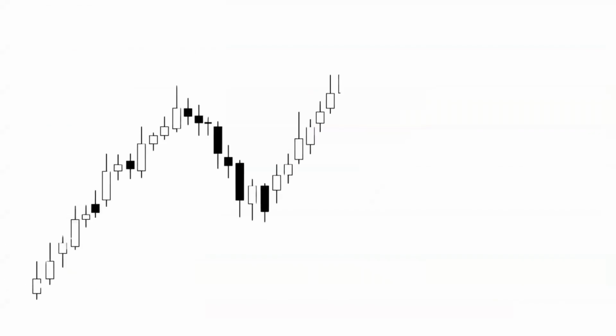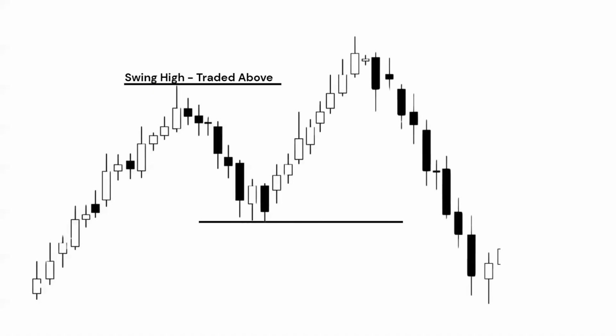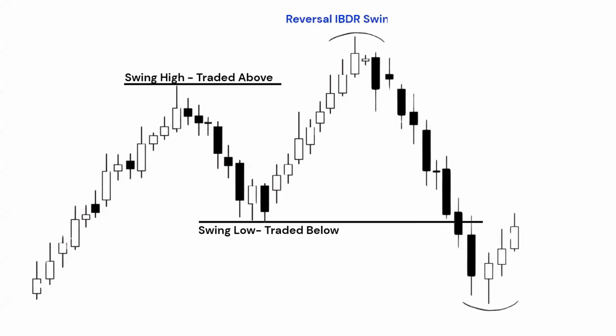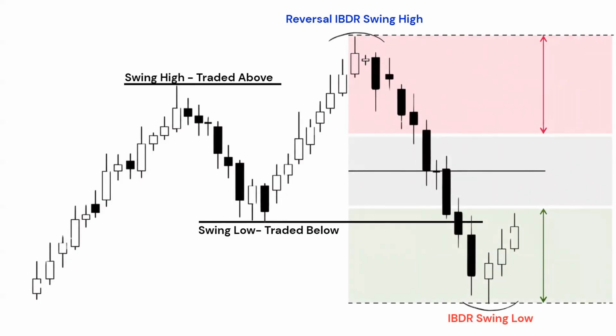Let's do a candlestick example here. So here we have a bullish uptrend because we're creating high, higher low, higher high. Price trading above this high means that we're confirming a bullish uptrend. Then price quickly moves below this swing low, reversing a bullish trend to a bearish trend. So we have a reversal market structure shift. And we're highlighting the range that's created from that high to this low, which confirms our new reversal IBDR swing high and swing low. And we have our premium and discount identified.